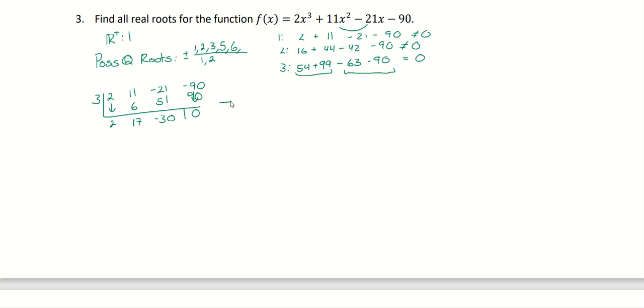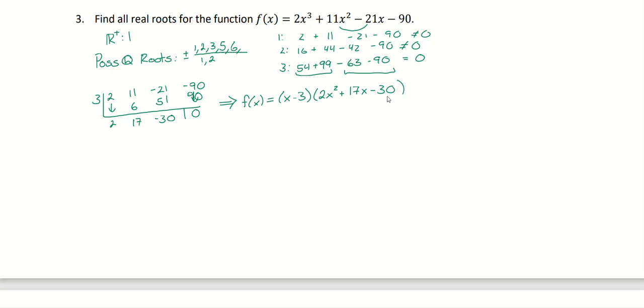This thing tells me something very important. Because I got 0, I now know that my function f of x, which started as this ugly thing, has two factors. The first is our x minus 3, which is just a different way to word that x equals 3 is our root. And the other factor, if I started with x cubed, I've kicked down because I'm just dividing by x minus 3. I'm going to start with x squared. So I have 2 as my coefficient, x squared, plus 17x minus 30.